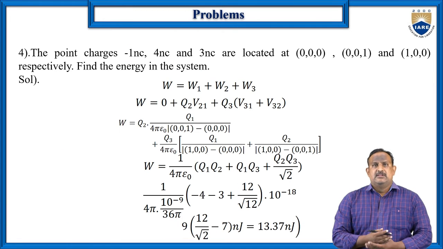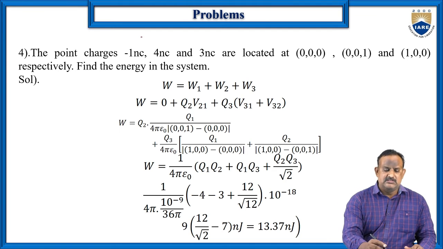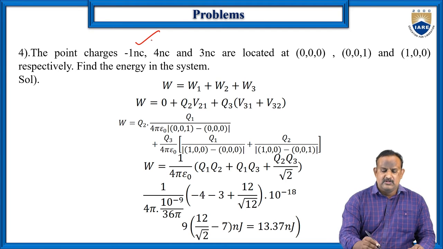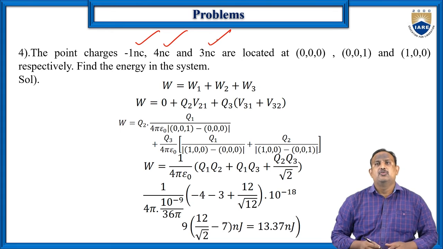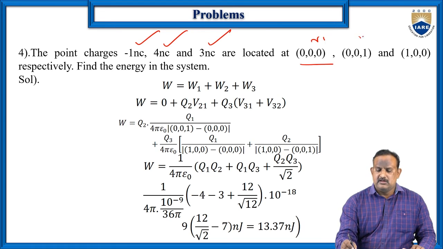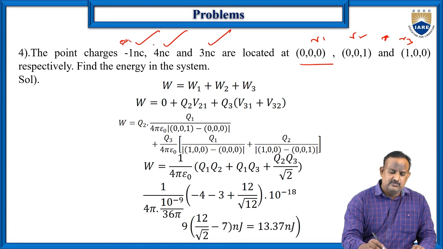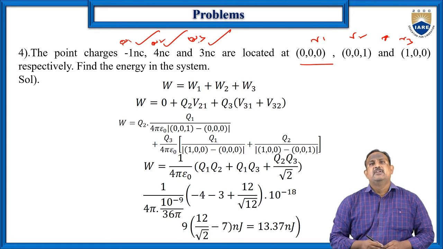Next, we'll see the next problem. Here the point charges are given as minus 1 nanocoulomb, 4 nanocoulombs and 3 nanocoulombs, which are placed at positions R1, R2, R3. So the three point charges are Q1, Q2, Q3 respectively. We need to find the energy in the system.